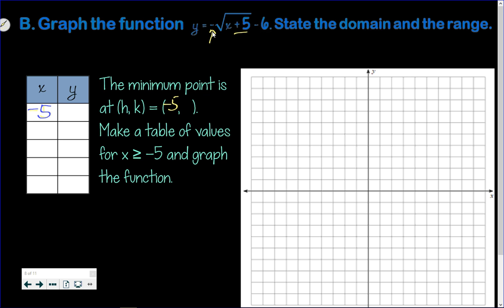Okay, then how many units do I need to go down or up? Where's my range going to start? Going to start at -6, good. So now that becomes my first point. Okay, so 1, 2, 3, 4, 5. 1, 2, 3, 4, 5, 6. Is that right? Now just take the calculator.